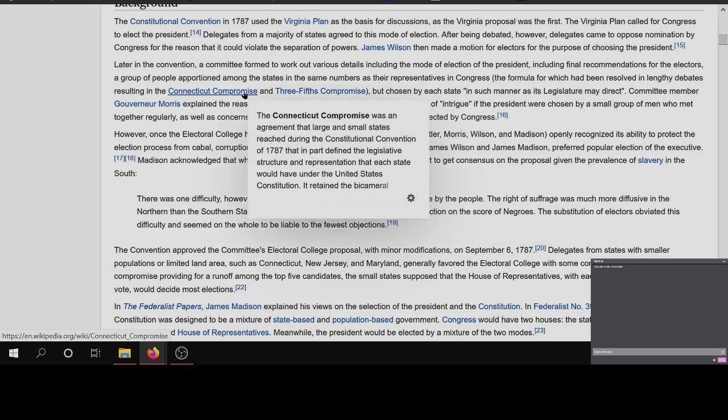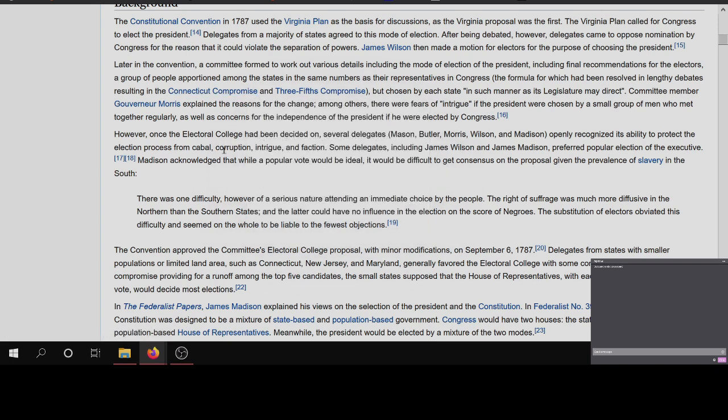And let's briefly see the Connecticut Compromise. It was an agreement that large and small states reached, which defined the legislative structure and representation that each state would have under the United States Constitution. I'm not sure much about the Connecticut Compromise, but the Three-Fifths Compromise is related to slavery and how it worked in politics. So that is a concern that the North and South did look at.